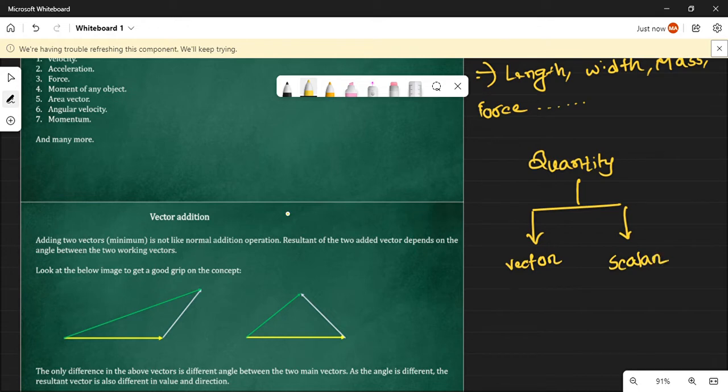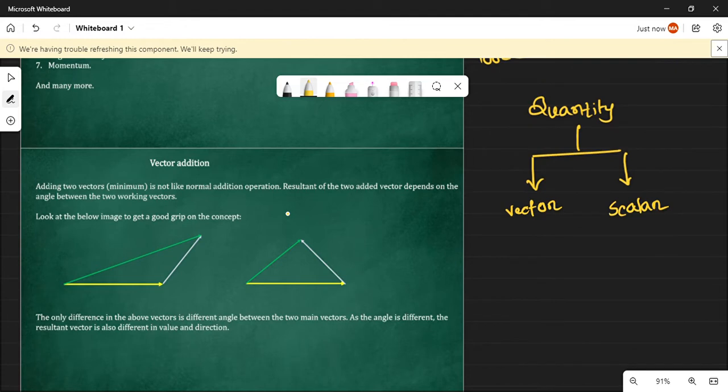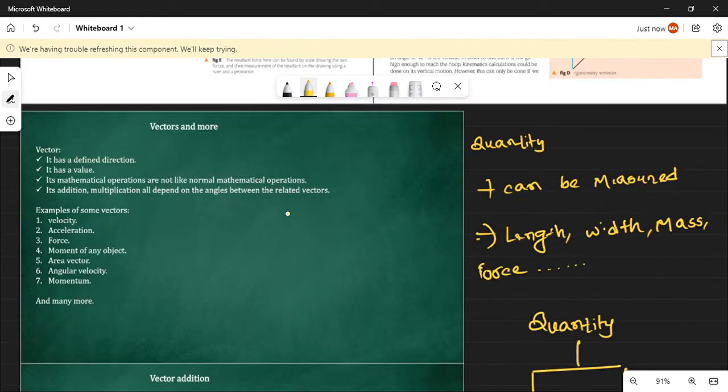In our chapter we don't have any discussion of scalar quantity because it's not our issue to discuss. Scalar, just to know in brief, scalar quantity only has value. It's not a special thing. Its mathematical operations are like normal maths. Okay, you can add two scalars in just a normal manner and nothing else. But we have to think a lot about vectors, and that's why I have made some important points related to vectors here.